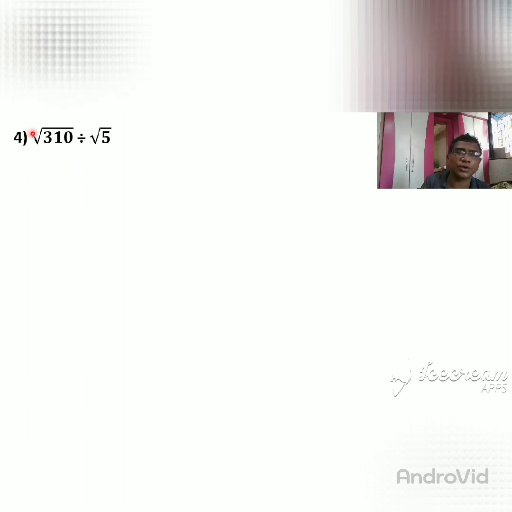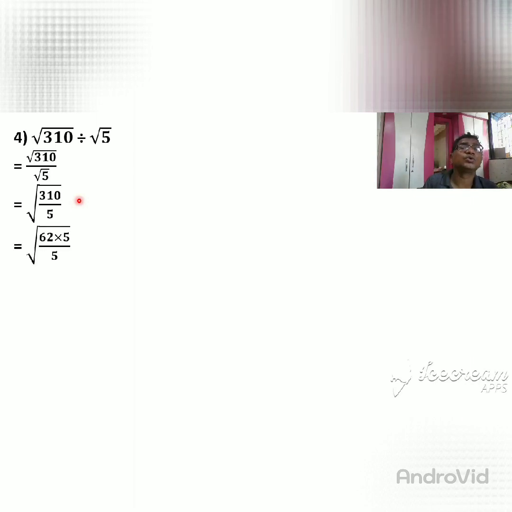Then we are going to see the last problem, root 310 divided by root 5. Here also the order is 2, and here also the order is 2. So they are written in a single square root, 310 upon 5. So 310 is factorized in such a way, 62 into 5. What you get, just see: 310 is factorized as 62 into 5.